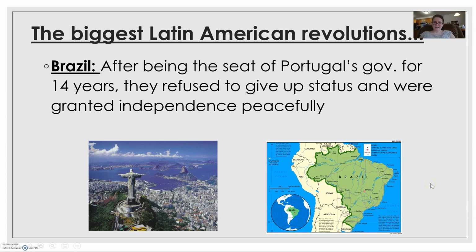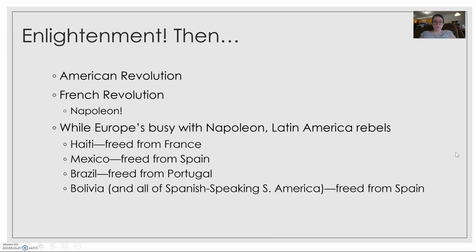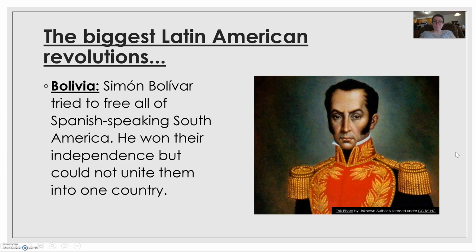So far we've seen Haiti, we've seen Mexico, we've seen Brazil, and now we're going to go to the biggest Latin American revolutions, which were led by Simón Bolívar.